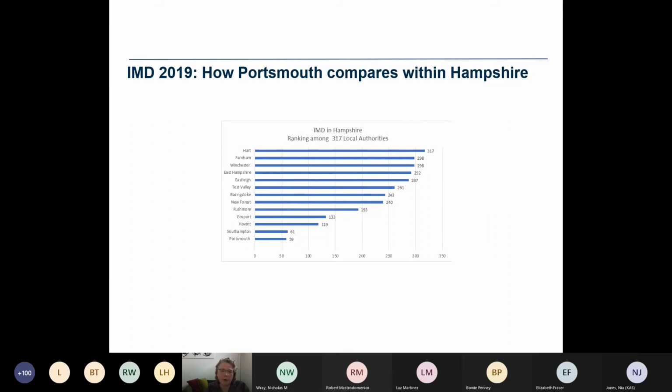If we look at the various domains, we can see that Portsmouth is most deprived within the crime and the living environment domains. It's 19th within the crime domain and 4th among local authorities in England on the living environment domain. And it makes sense for Portsmouth. It's essentially an island, a very densely populated island, and so things like pollution and that sort of thing will contribute to its poor performance in the living environment domain.